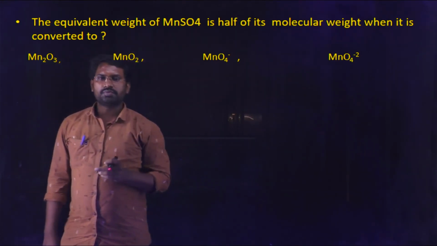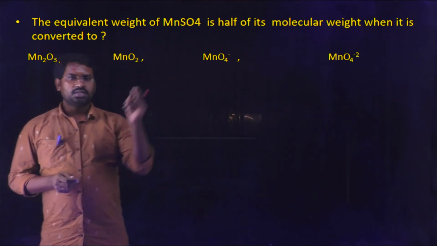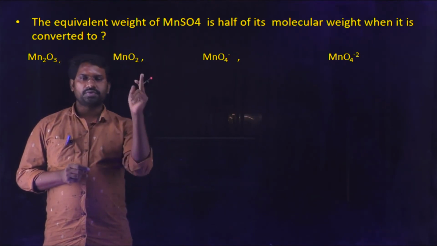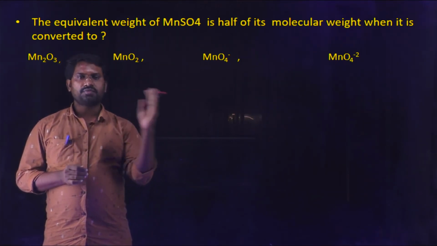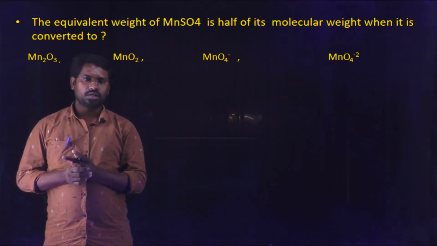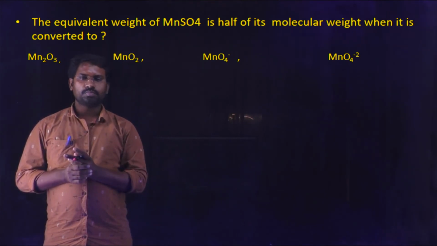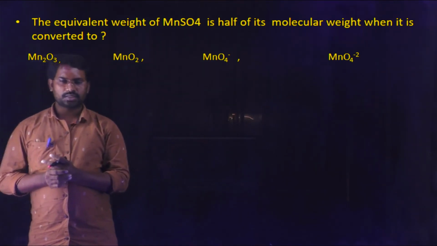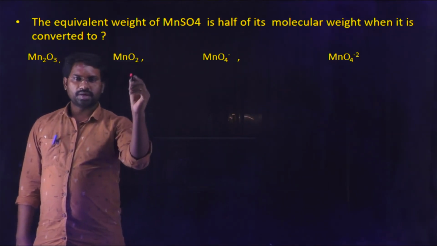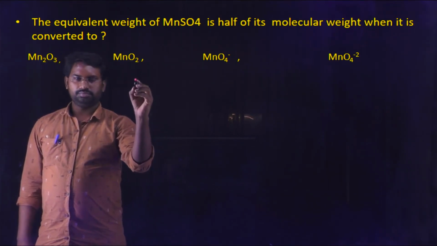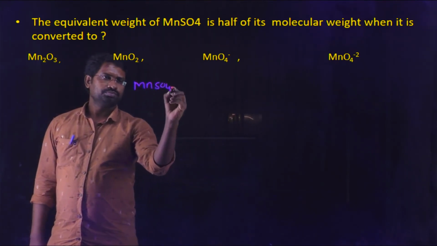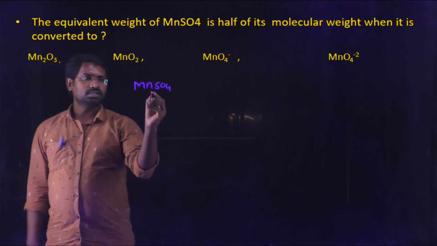Next question: the equivalent weight of manganese sulfate is half of its molecular weight when it is converted to Mn2O3, MnO2, MnO4 minus, or MnO4 2 minus. So first we have to find the oxidation number of manganese in the given compounds. The first compound is manganese sulfate, MnSO4.